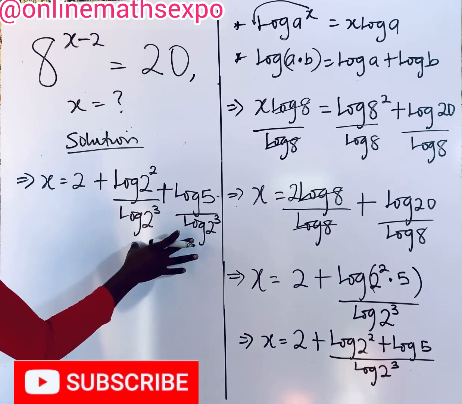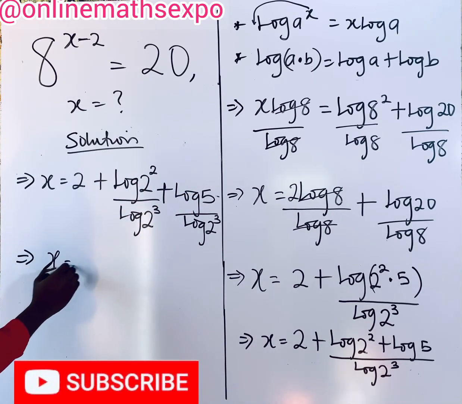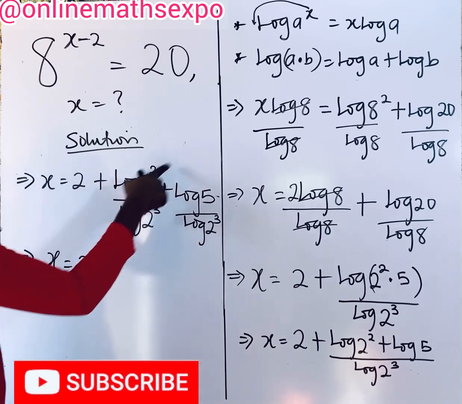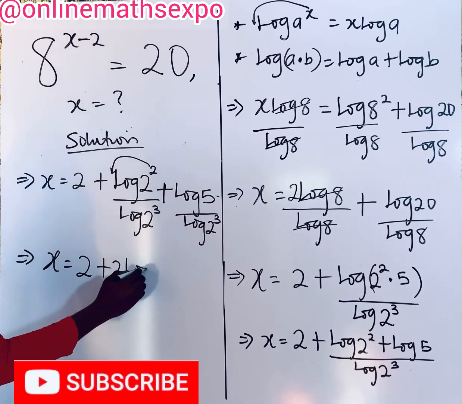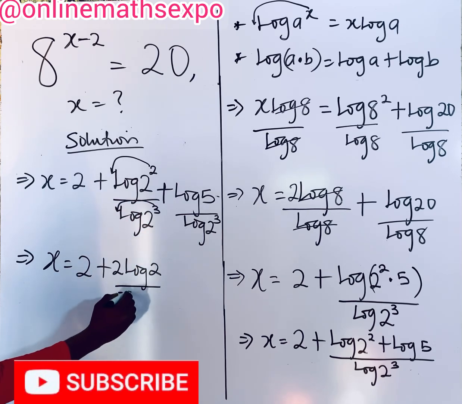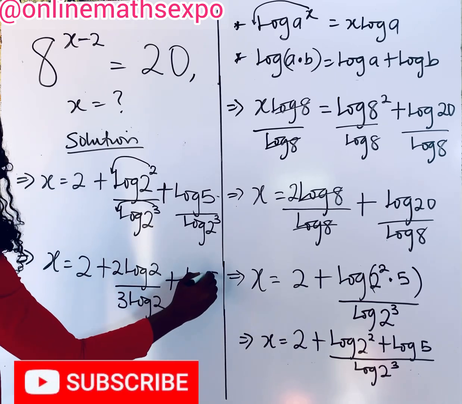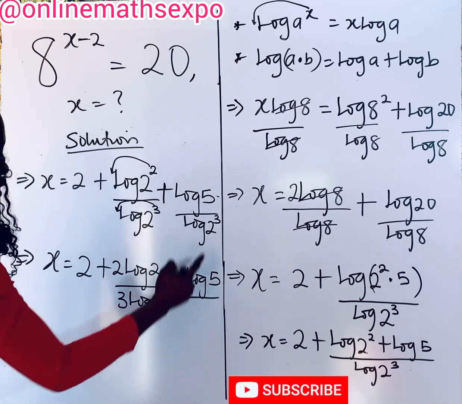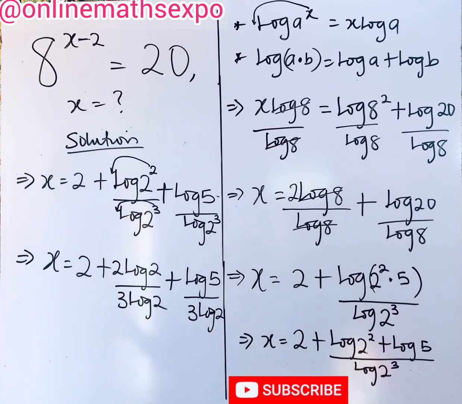Because the denominator is 1 for the numerators. Did you see? So we are going to now have x is equal to 2 plus, obeying the same rule here, you use these two to multiply. So we have 2 log 2 divided by this will multiply, we have 3 log 2. Then plus log of 5 divided by this will multiply, so we have 3 log 2. We are simplifying.